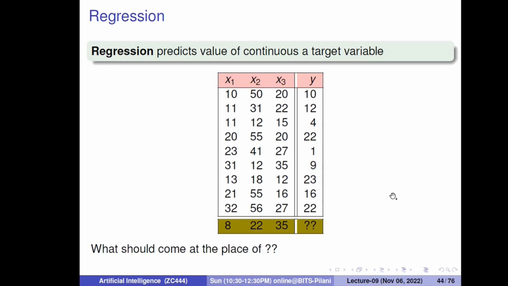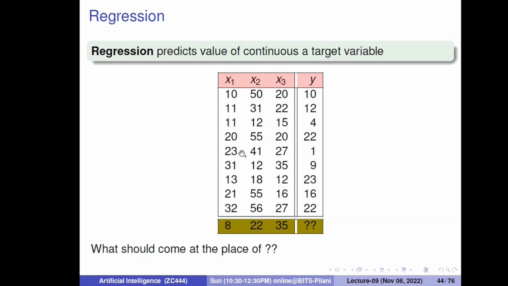So this was the classification that I wanted to talk to you about. The next thing that I wanted to talk about is regression. In regression, what happens is, for example, let's assume that this is the table and this is the output value for this particular row, 11, 31, 22, let's assume 12 is the value.